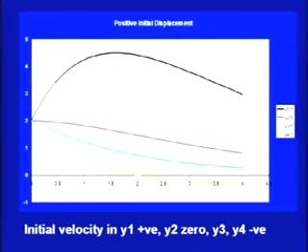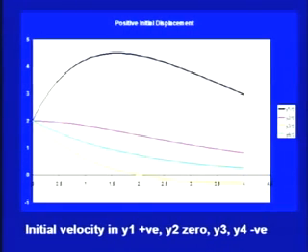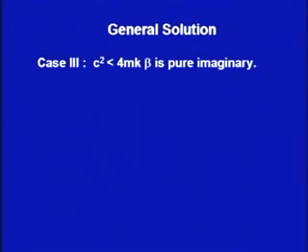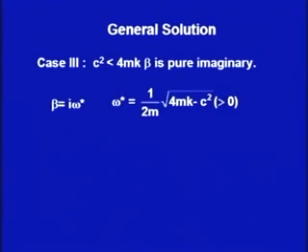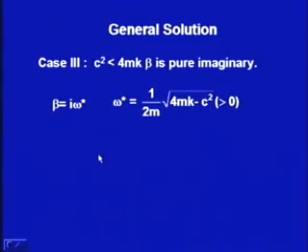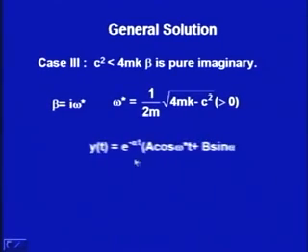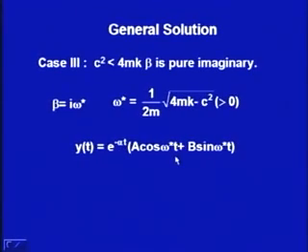Let us discuss the third case. Case 3 is when c square is less than 4 m k, that is, beta is pure imaginary. Let us say beta is i omega star, where this omega star is 1 upon 2m times the square root of 4 m k minus c square, which is positive. So omega star would be positive. In this case, the general solution will be of the form e to the power minus alpha t times a cos omega star t plus b sin omega star t.